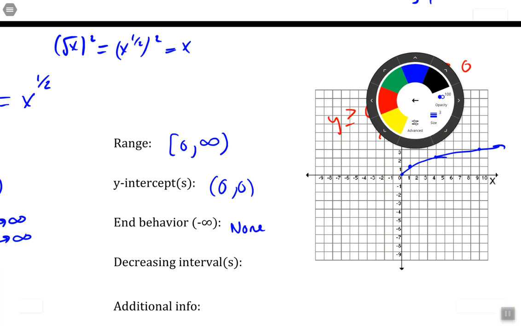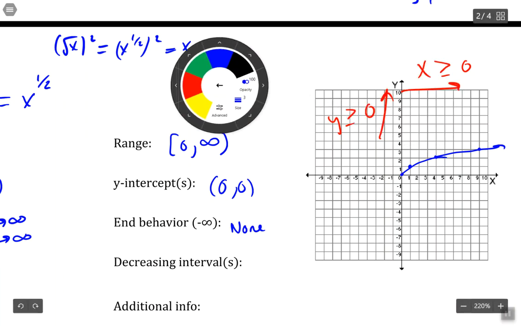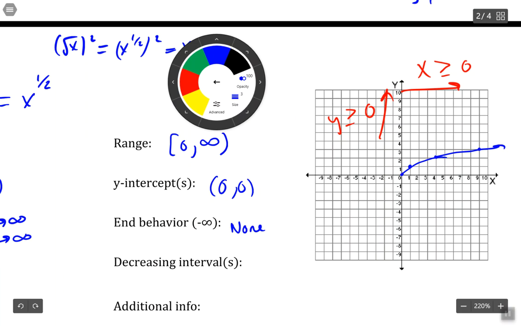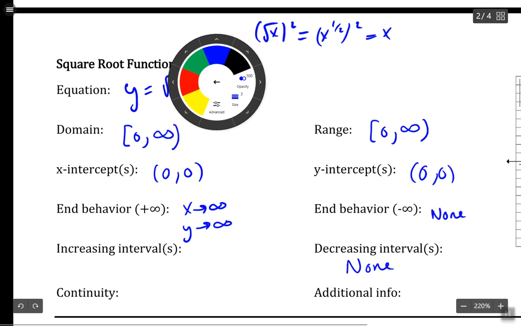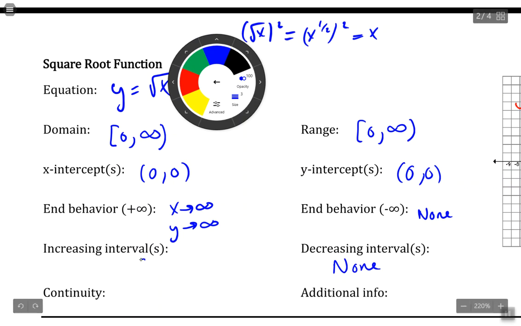Looking at that, going from left to right, is it going up? Is it increasing or decreasing? Increasing. So there is none on the decreasing, yes. And is the increasing interval the same interval it's defined on?